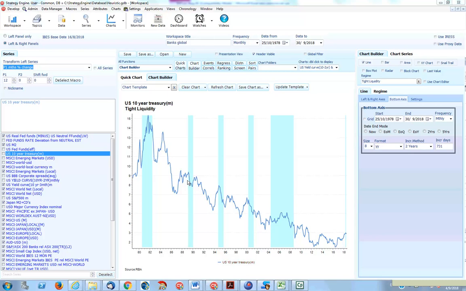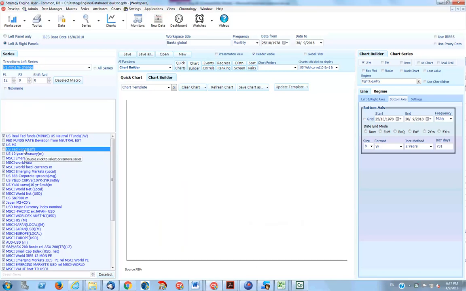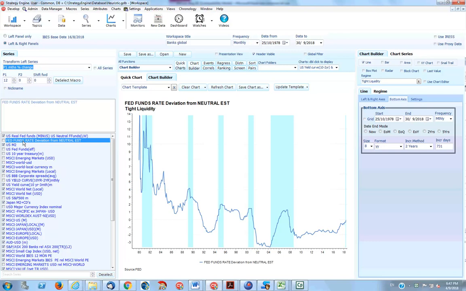It would appear that they've generally been associated with some sort of topping out in the bond yield, certainly in the mid-90s and early 2000s. It took some time for it to actually unfold during the 2005 to 2008 tightening in liquidity. The Fed funds rate, which we'll see shortly, actually the Fed funds relative to neutral, has generally been tight relative to neutral, although for a longer period during 2005 to 2008.